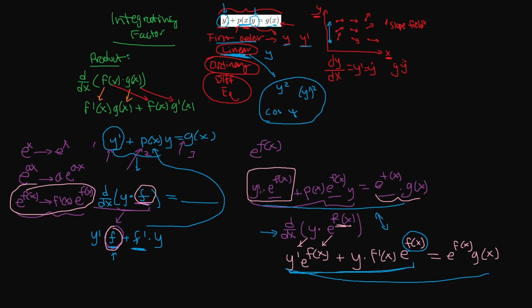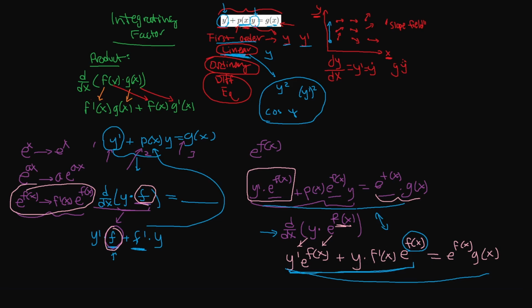So on the top we have y prime times e to the f of x, y prime times e to the f of x on the bottom. That's the same. Okay, let's go to the next term. So here we have p of x. So that's from our original problem, p of x. Then we have e to the power of f of x, like we multiplied through by, times y.